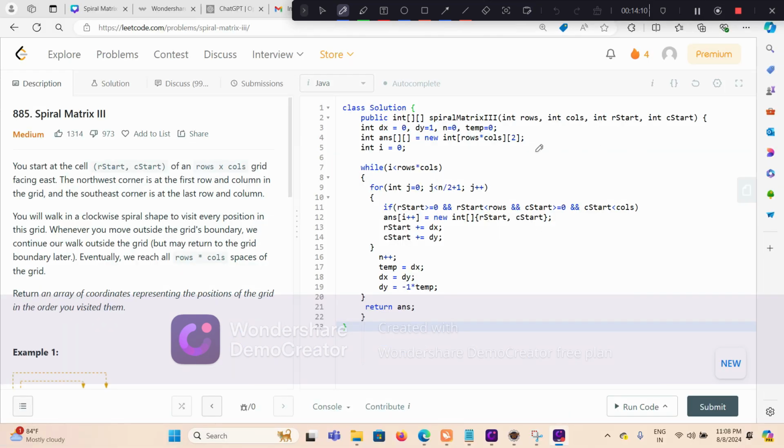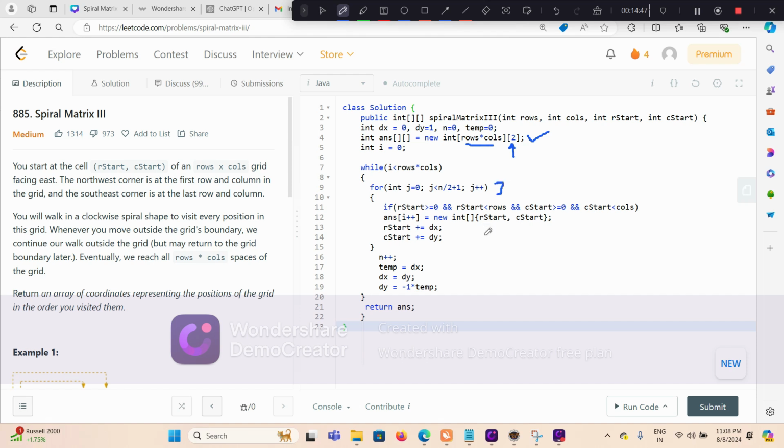So guys, see here, first of all I created this dx and dy. Initially dx is equal to 0 because we are traversing from left to right, so rows will not change, only the column coordinate would be increased by 1 every time we go to the right side. And n I have given 0, temp is just a variable. This is my answer array, sized row into column, because we would have this many cells. Then I have created size 2 because we need to store the x coordinate and y coordinate, so we need 2 spaces.